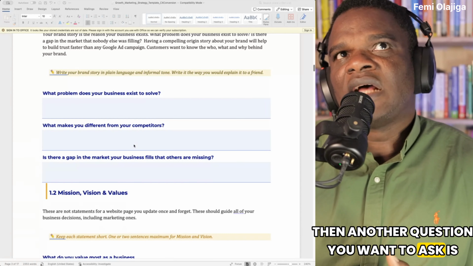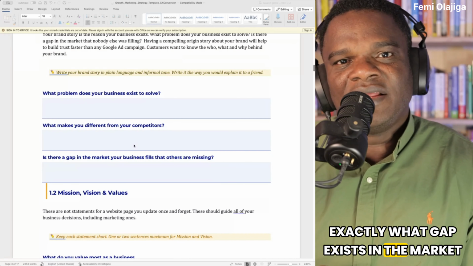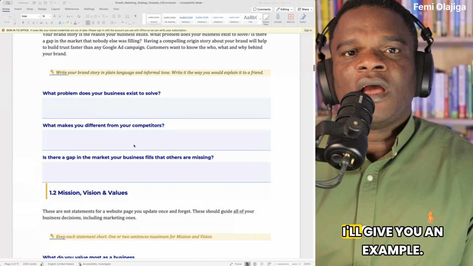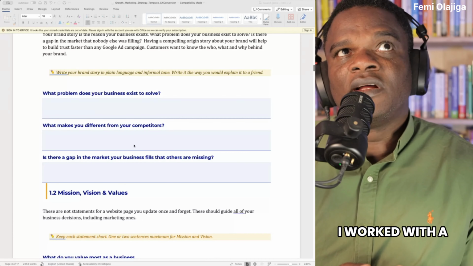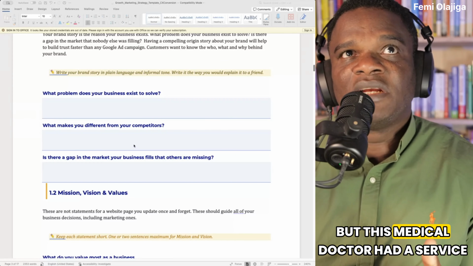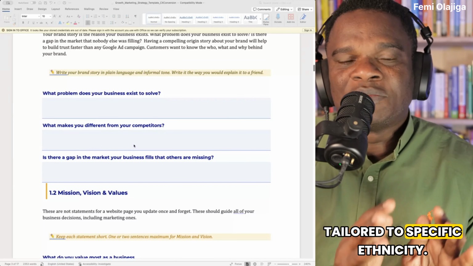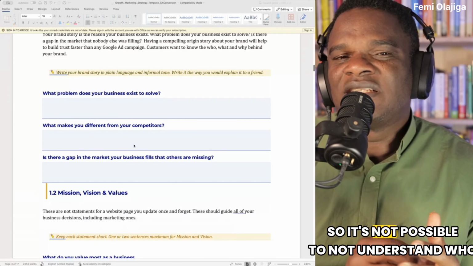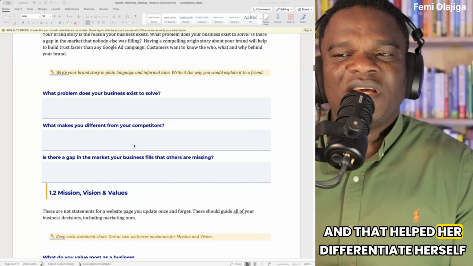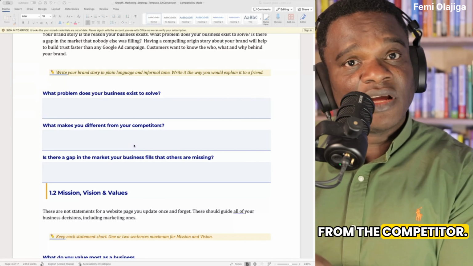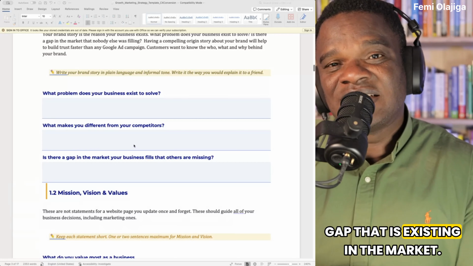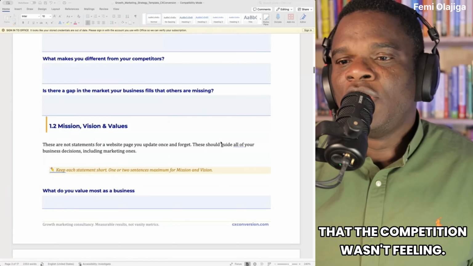Then another question you want to ask is exactly what gap exists in the market that you as a business are filling that your competitor is not filling. I'll give you an example. I worked with a medical doctor a while back. I'm not going to disclose the details, but this medical doctor had a service tailored to a specific ethnicity. So it was not difficult to understand who her target audience was. And that helped her differentiate herself from the competitor, and also helped her narrow down the gap existing in the market that the competition wasn't filling.